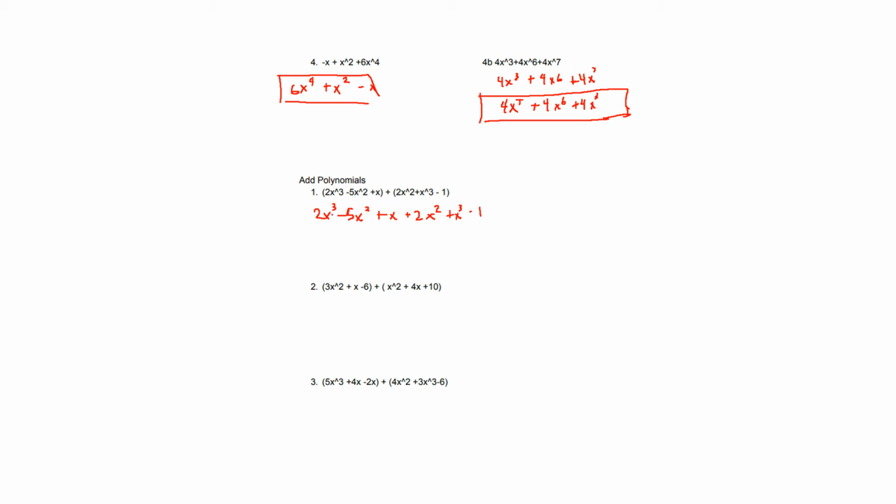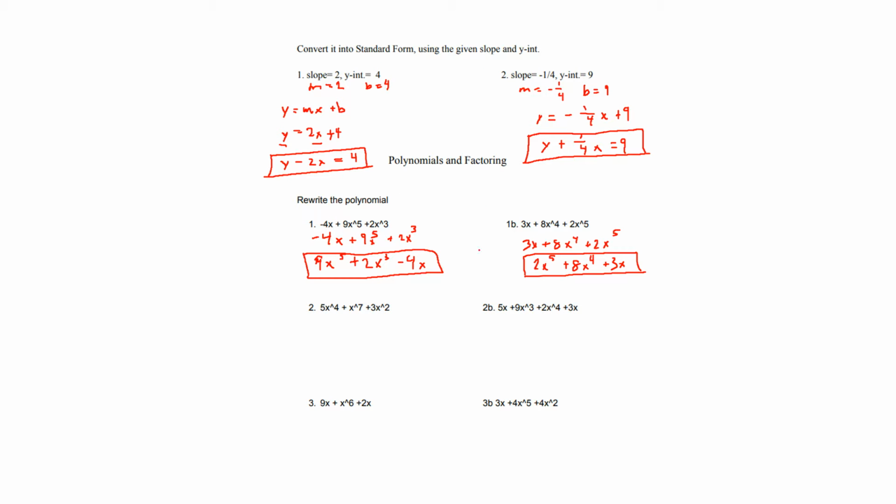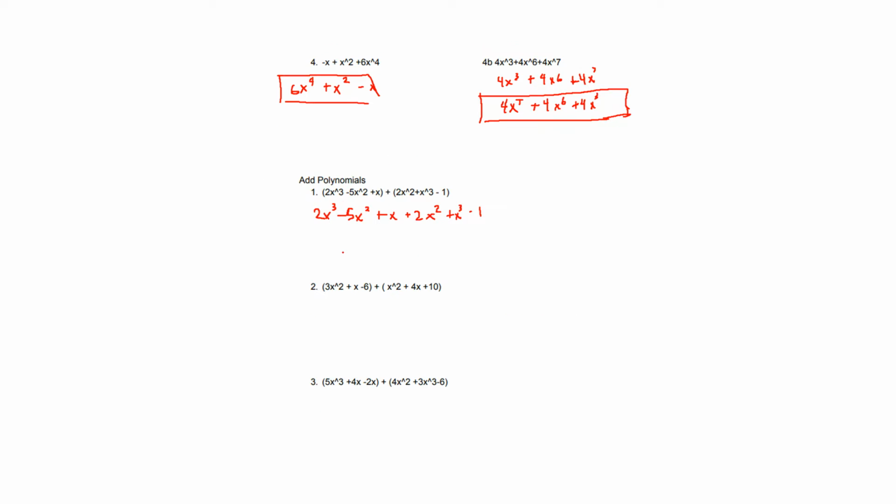To add this, you should rewrite this, but just like these problems, do it in terms of the exponent. That'll make it much easier. So if you rewrite this, it's going to be 2 times x to the power of 3 plus x cubed minus 5x squared plus 2 times x squared plus x minus 1.